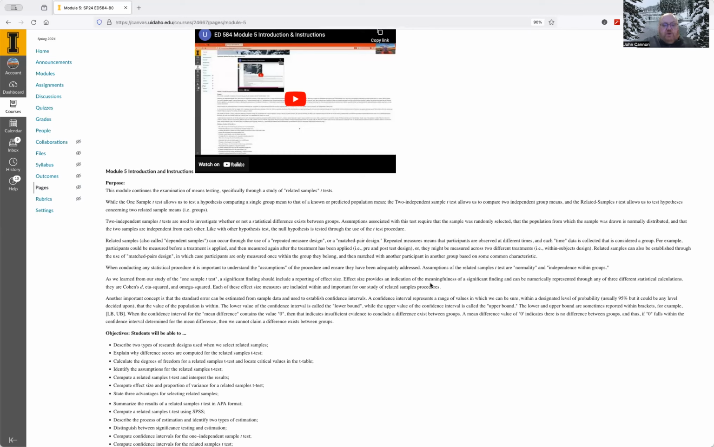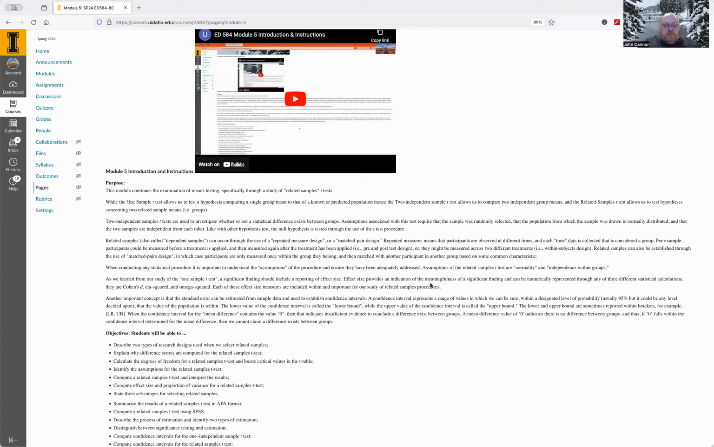As we learned from our study of the one sample t-test, a significant finding should include a reporting of the effect size. Effect size provides an indication of the meaningfulness of a significant finding and can be numerically represented through any of three different statistical calculations. Those are Cohen's d, eta squared, and omega squared. Each of these effect size measures are included within and important for our study of related samples procedures.